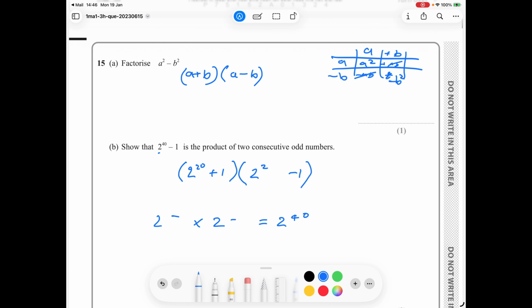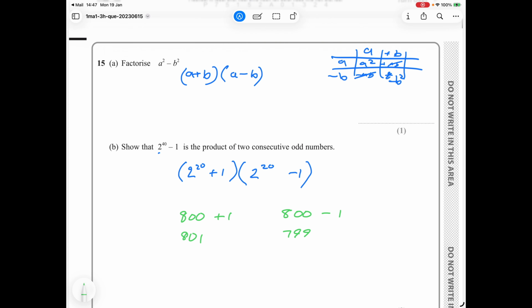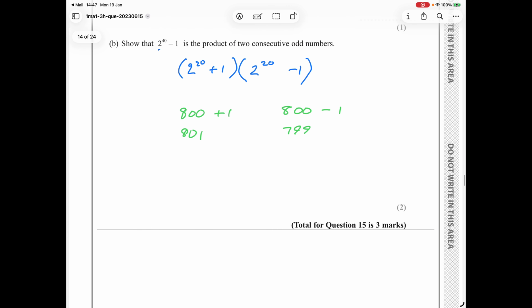Now, both of those are just numbers. Like 2 to the power 20 could be anything. It could be, well, I don't know, let's say it's 800. So that means it's 800 plus 1 and 800 minus 1, which means they are consecutive odd numbers because they're 799 and 801. So they are consecutive odd numbers, and that is how you do that.